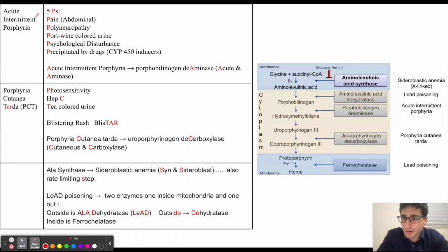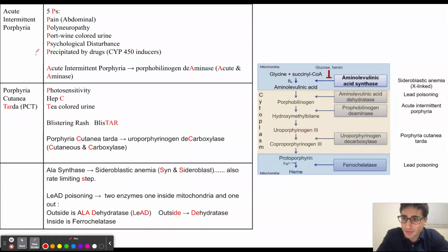You can remember the features of acute intermittent porphyria with the 5 Ps. So we're going to see abdominal pain, polyneuropathy, port wine colored urine, psychological disturbances, and this disease can be precipitated by drugs, mainly CYP450 inducers.